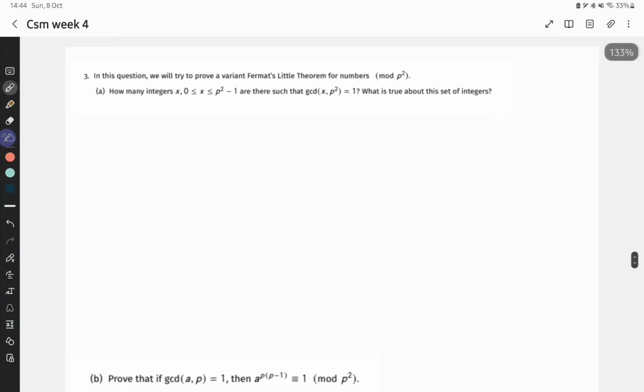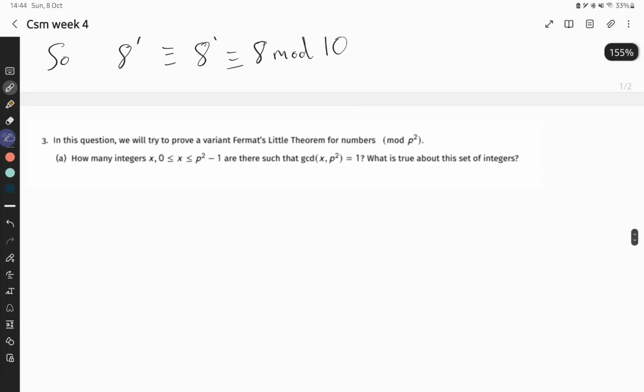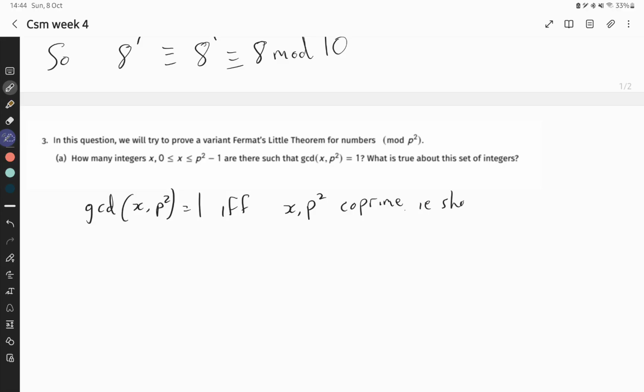So for the first part of the proof, as sort of building it up, we'll say how many integers are there such that GCD of x and p squared is equal to 1. And so GCD of x and p squared is equal to 1. Recall that this is true if and only if x and p squared are coprime. Share no factors.